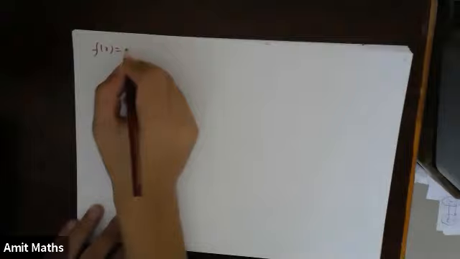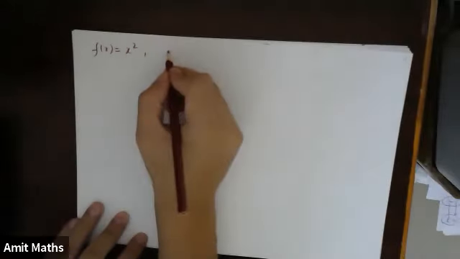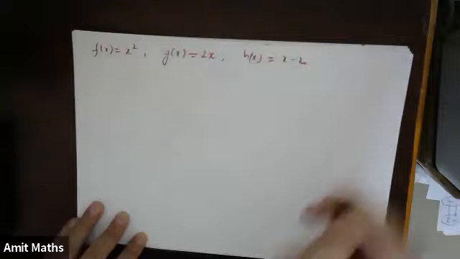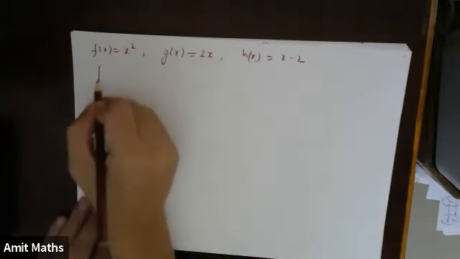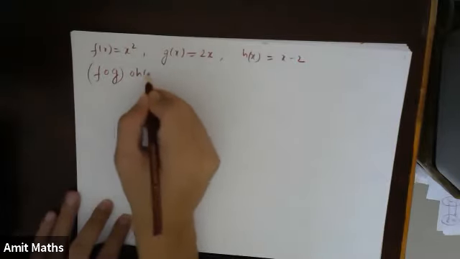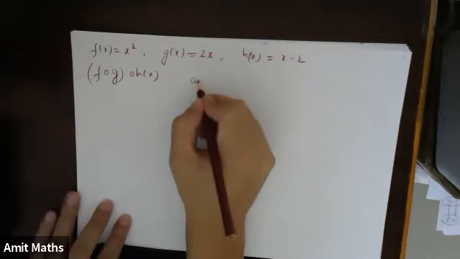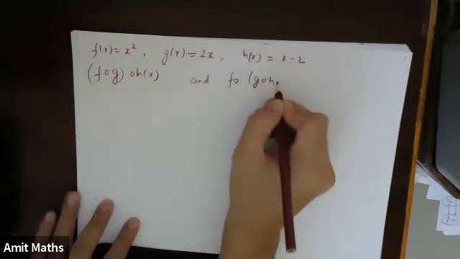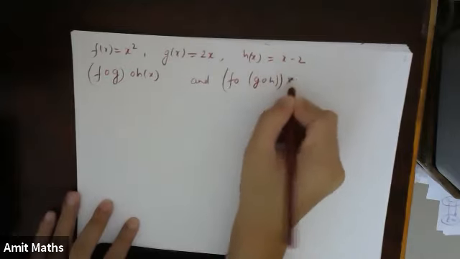Next question. Given that f of x is equal to x square, g of x is equal to 2x, h of x is equal to x minus 2, find f o g o h of x and f of g of h of x.